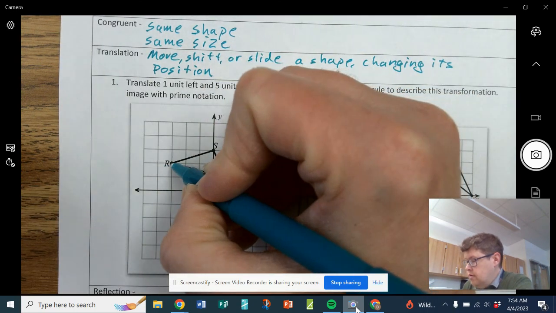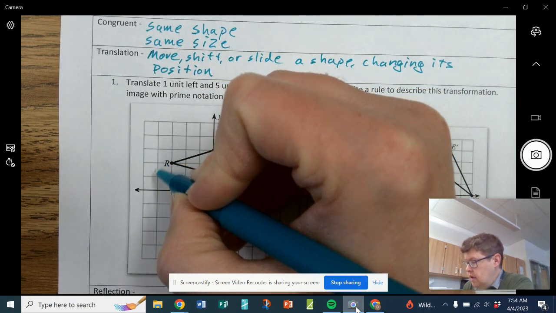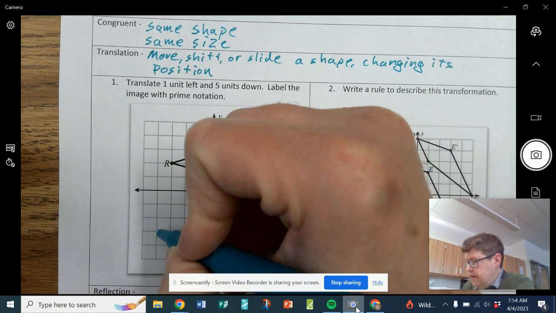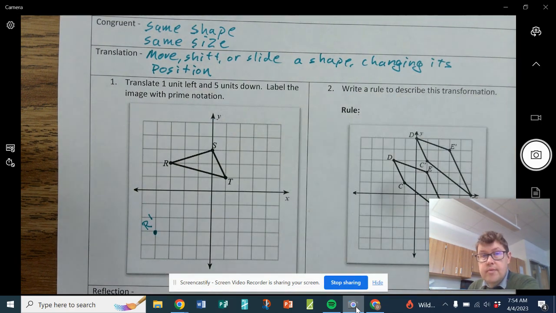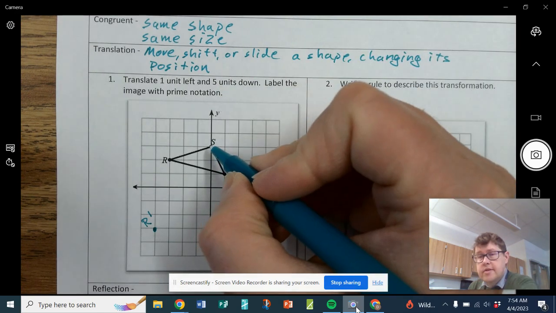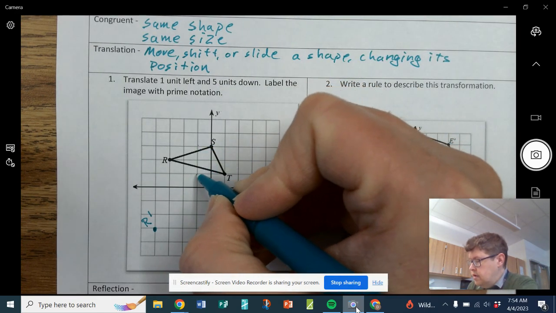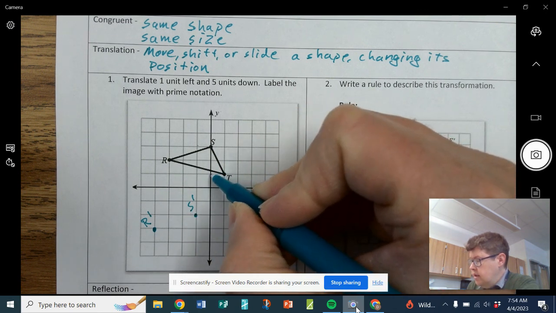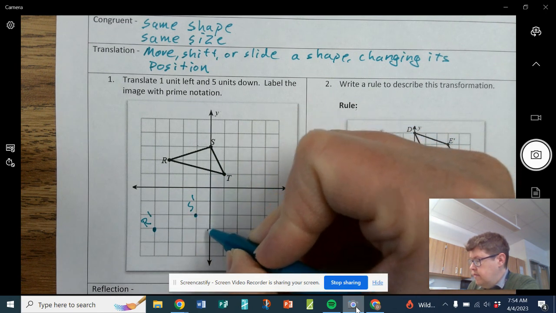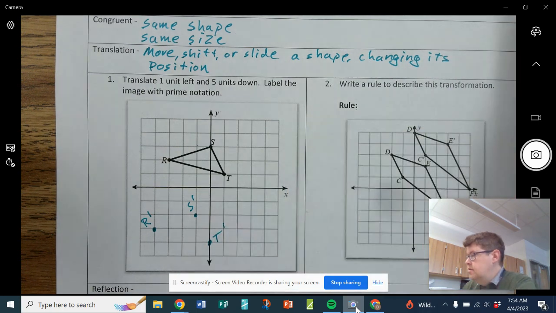So start with R, we go 1 left and then count 5 down. 1, 2, 3, 4, 5. We'll label that as R prime. That's what it means when it says label the image with prime notation. Cool. 1, 2, 3, 4, 5 for S prime. T does the same thing. 1 left and then 1, 2, 3, 4, 5.